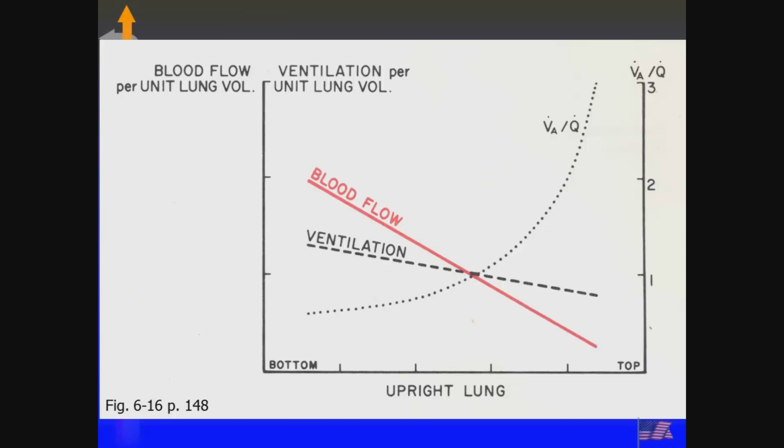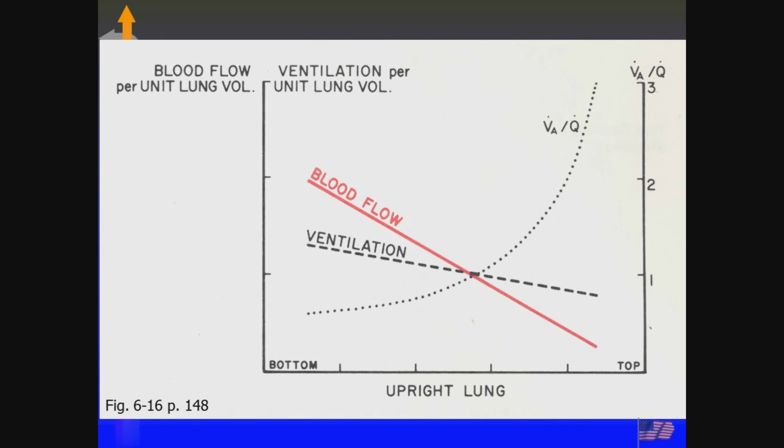This is out of your text and shows that as you go from the bottom of the lung to the top, blood flow goes down. In other words, blood flow is greatest in the bases. I would have drawn that differently, but then again, I didn't write the book.